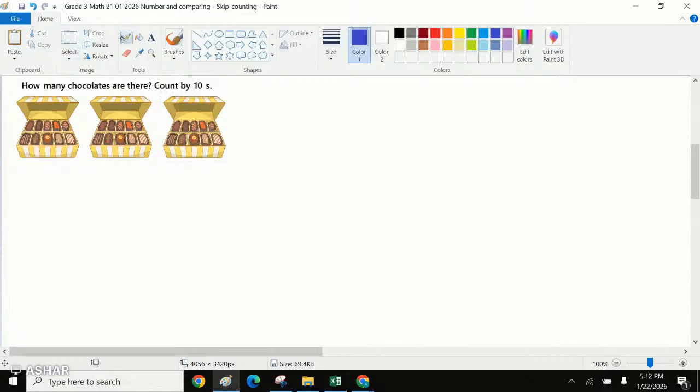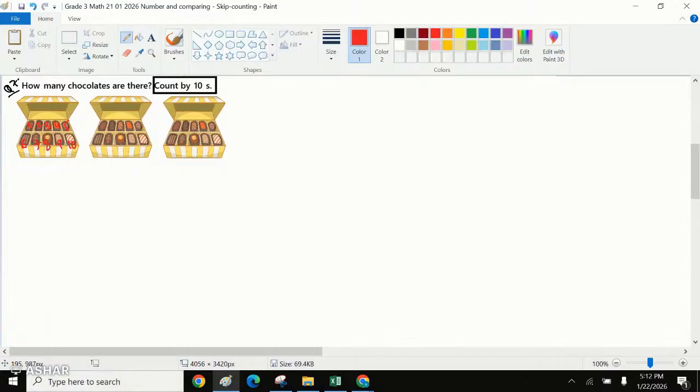We can always do these questions by comparing these values to our everyday life, right? If you buy a box of chocolate which has 10 chocolates in it, we can say 1, 2, 3, 4, 5, 6, 7, 8, 9, and 10. There were 10 chocolates in a box.